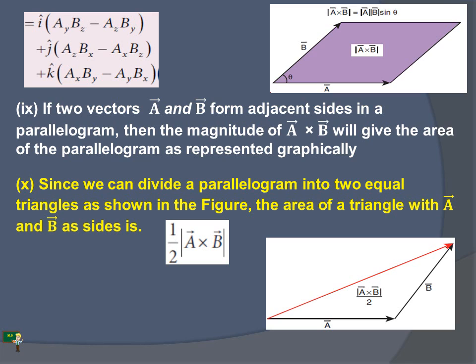The tenth one, since we have divided the parallelogram into two equal triangles as shown in the figure, the area of a triangle with A vector and B vector as sides is the modulus of A vector cross B vector divided by 2, so we get 1 by 2 into the modulus of A vector cross B vector.